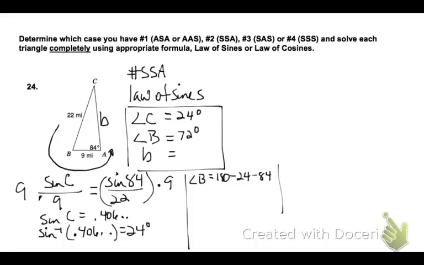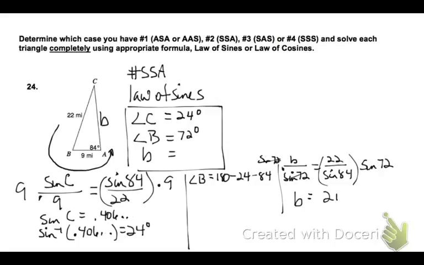All right, then lastly, to find side B, now that we know angle B, we can use the law of sines again. So side B divided by the sine of angle 72 equals, and we'll use that given side and angle. So take 22 now and divide it by the sine of 84, and then multiply that by the sine of 72. And then that will give us the length of side B, and we'll round to ones place, so that'll be 21.